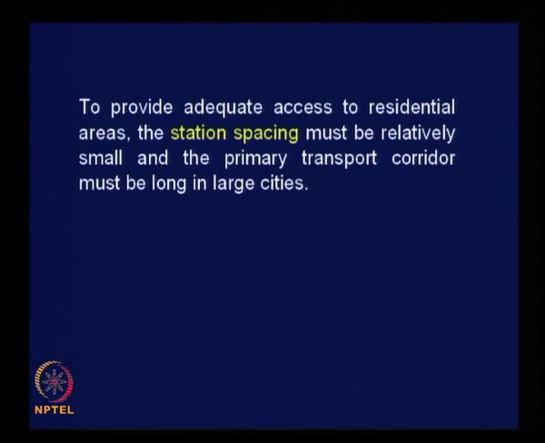This is the related issue. To provide adequate access to residential areas, the station spacing must be relatively small and the primary transport corridor must be long in larger cities. Why does station spacing have to be small? You must have stations, whether it is a rail system or a bus system. Station here means either bus stops or railway stations. On the corridor you must have stations at frequent intervals, so that people can access the main traffic corridor by foot easily. That is the idea, because that is the only main mode of transportation available. So you must have the intake points at frequent intervals.